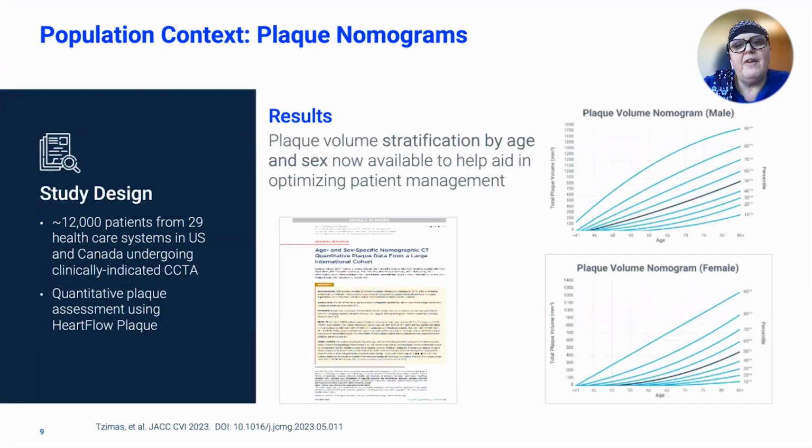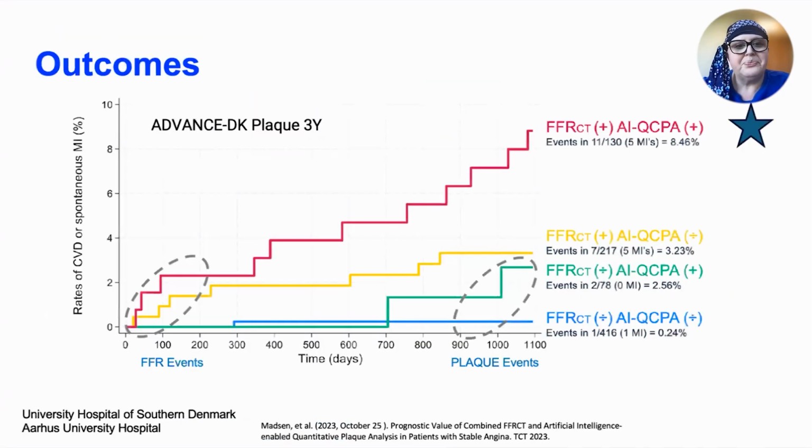We also have plaque nomograms, which are important because, again, we need to personalize these results on both a gender level as well as age. This percentile may be different from your calcium score because we're dealing with symptomatic patients.